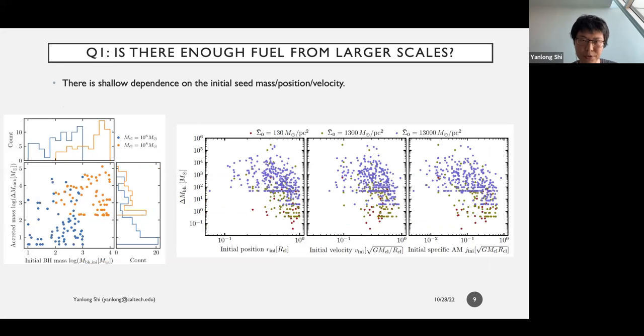We also try to check the dependence on some initial conditions, like their masses, positions, or velocities. One interesting result is that because the accretion process is actually very stochastic, you can see that there is very shallow dependence on the initial mass, and also very shallow dependence on the position and the initial velocity or the specific angular momentum.